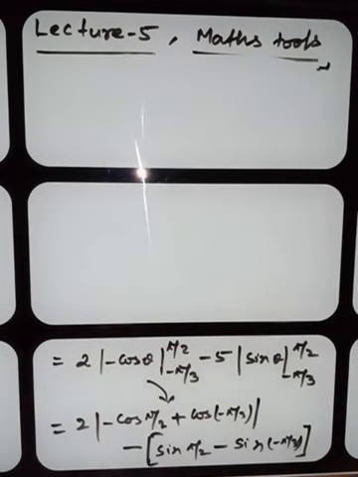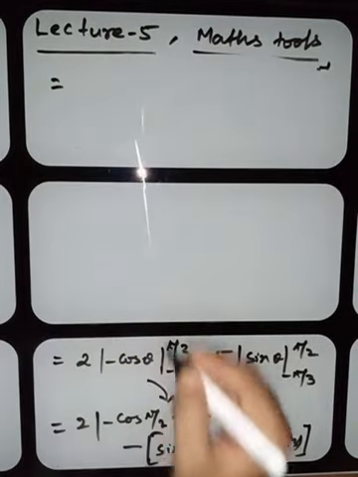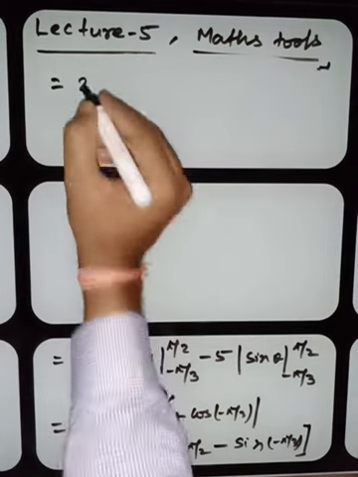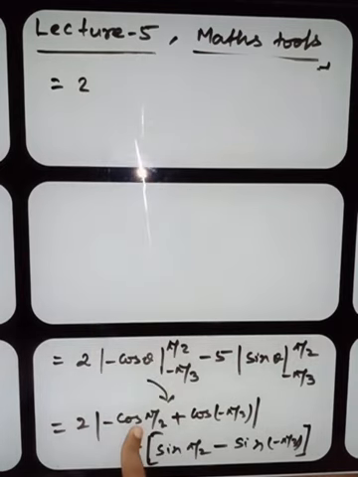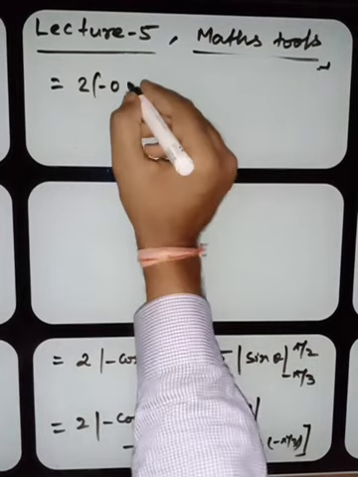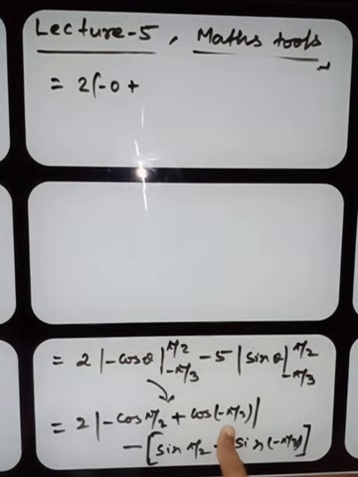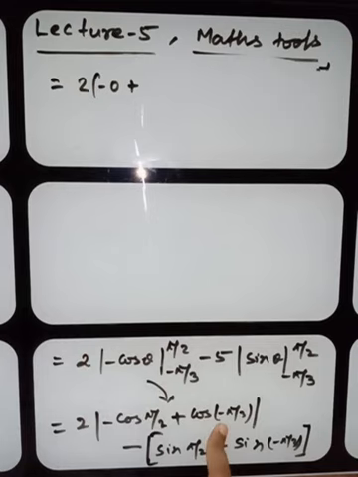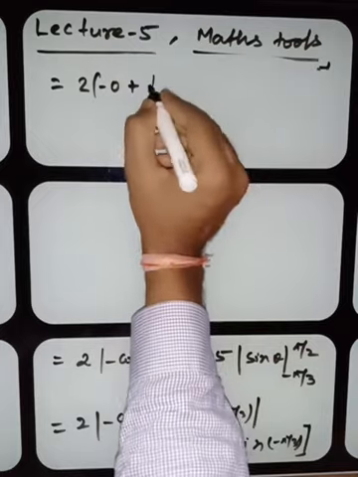What will be the answer? Here we go. To find the answer, 2 minus cos pi by 2. The value of cos pi by 2, that is cos 90 degrees, how much is it? 0. So it is minus 0. Plus, cos minus theta is plus cos theta, so it remains positive, and for pi by 3, cosine pi by 3 is cosine 60 degrees, 1 by 2.